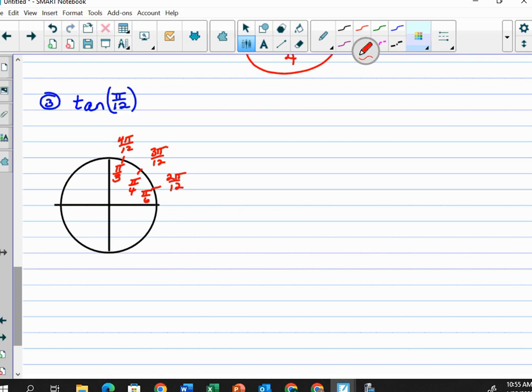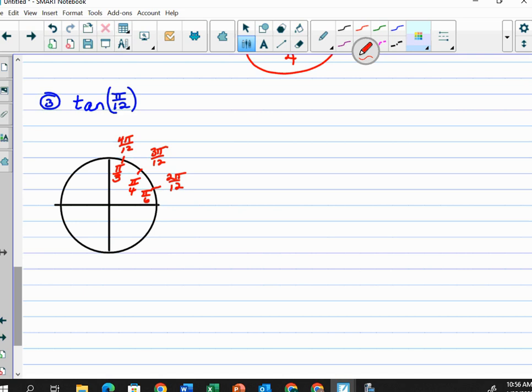Wait, so we do 12 minus 12? That would give you 0. I would not do that. Of the ones you have, could I do 4 pi over 12 minus 3 pi over 12? Yes, you could do that. Could I do 3 pi over 12 minus 2 pi over 12? Yes.